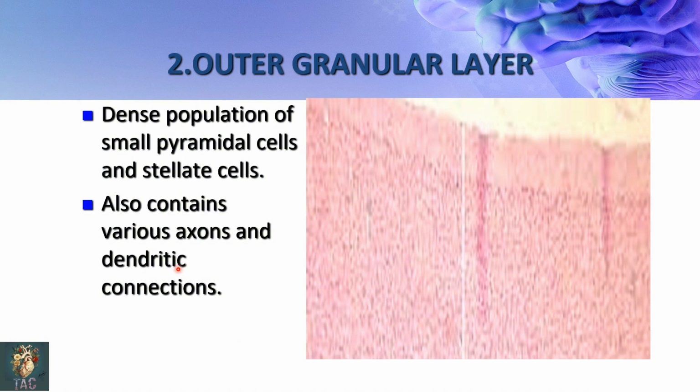Next is the outer granular cell layer. This is the area in which you can see small granule size cells are present. There is a dense population of small pyramidal cells and the stellate cells. These stellate cells are also called granule cells because they are very small in size and appear in H and E stained sections like a granule cell. They also contain various axon and dendritic connections.